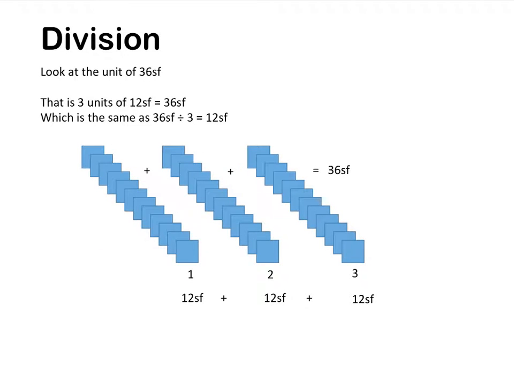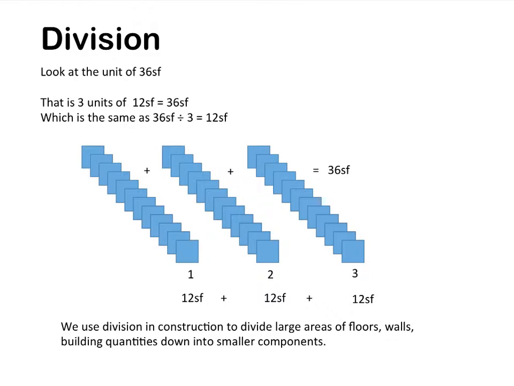So let's look at 36 square feet. That is 3 units of 12 equals 36 square feet. It can also be written as 36 divided by 3 equals 12 square feet. Looking down here, you see 3 units of 12 equals 36. So 36 divided by 3 equals these 12 square foot of smaller parts. We use division in construction to divide large areas of floors, walls, building quantities down into smaller components.